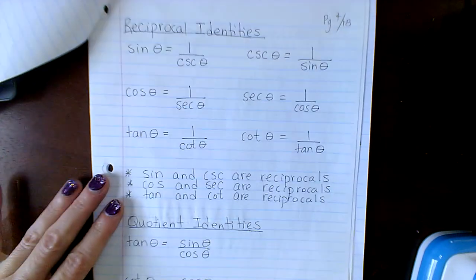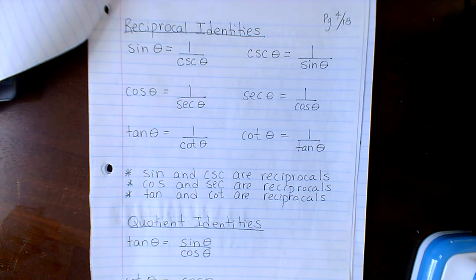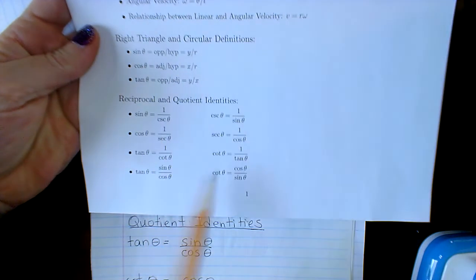Okay, so let's talk about some identities here. And these are on your formula sheet. So we've got our reciprocal and our quotient identities. So those are all down here.